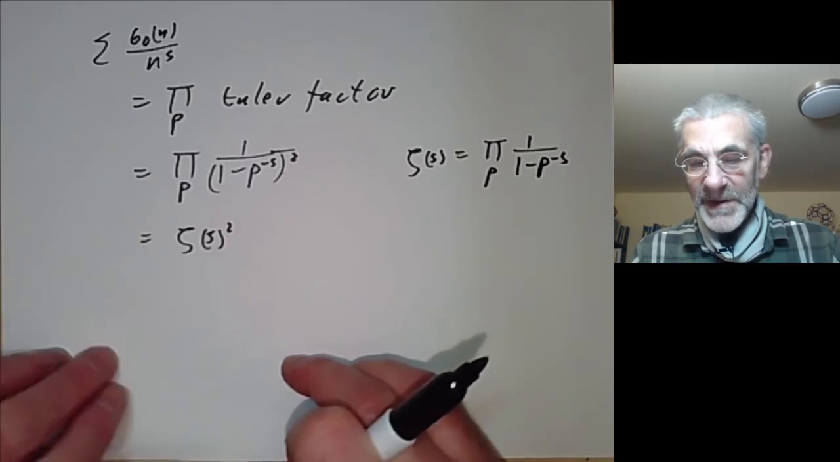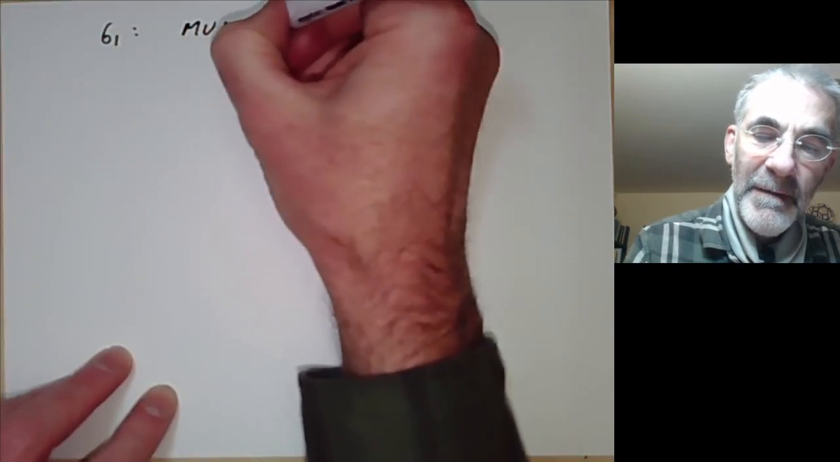Now that we've done sigma 0, let's try sigma 1, and this is going to be very similar. Sigma 1 is also multiplicative.